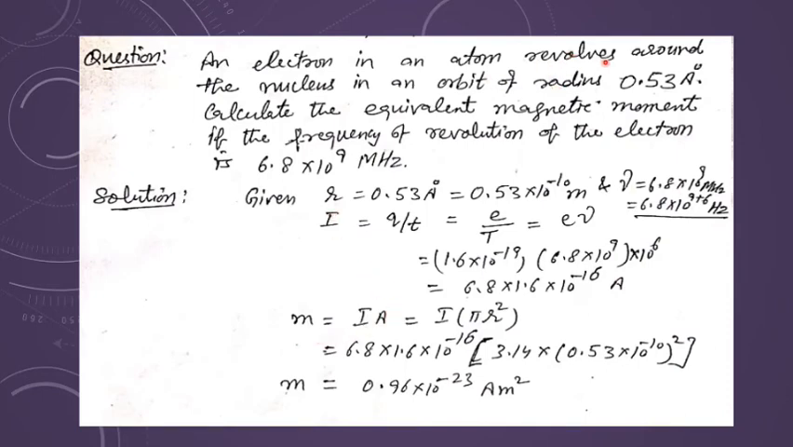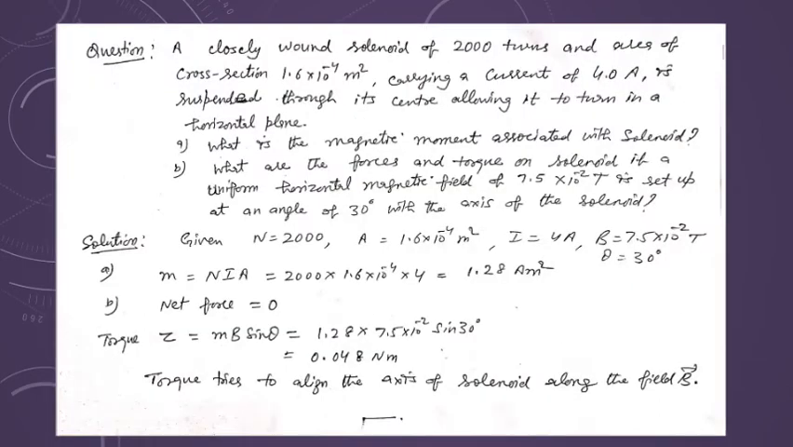Because here the atom will be behaving like that only, and you can find the magnetic moment. Next question with you is, I'm reading the question for you, beta. A closely wound solenoid of 200 turns and area of cross section 1.6 × 10⁻⁴ meters square.